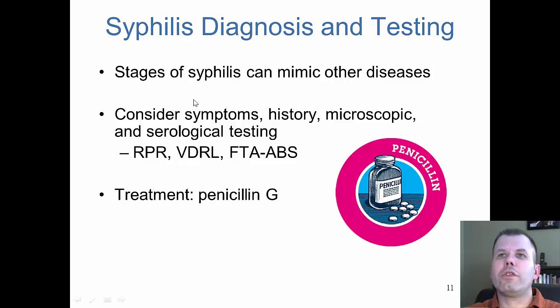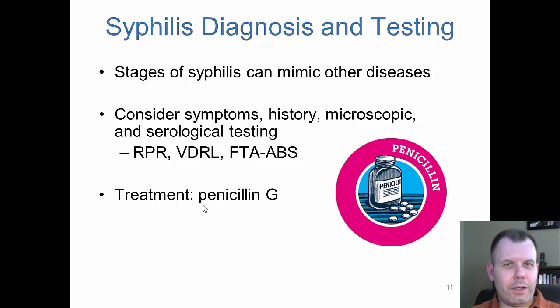Okay, so diagnosis and testing. Syphilis can mimic other diseases, and some of these rashes and other things can mimic others. But there are symptoms, history, microscopic and serological testing, including the RPR, VDRL, and the FTA antibody tests. These are all different serological tests that can be run to detect syphilis. The good thing about syphilis is that it doesn't contain the penicillinase enzyme, and so penicillin G works very well against it. So we do have some good drugs against it.